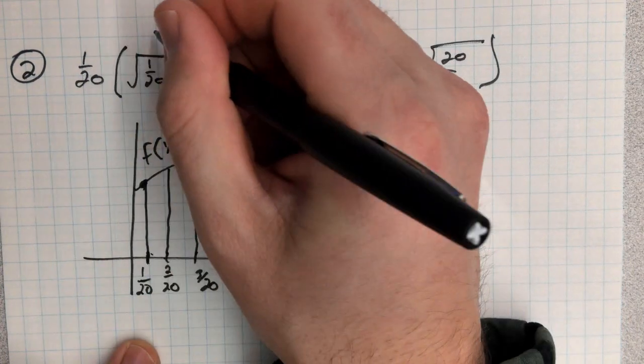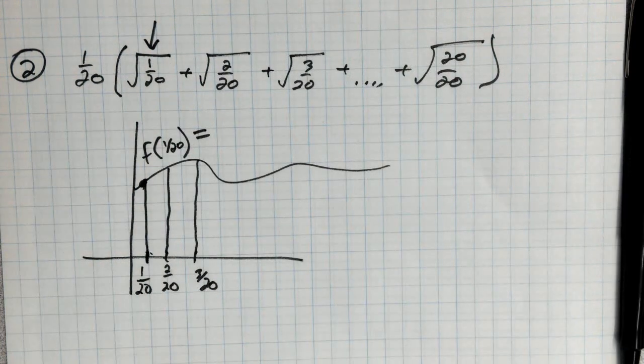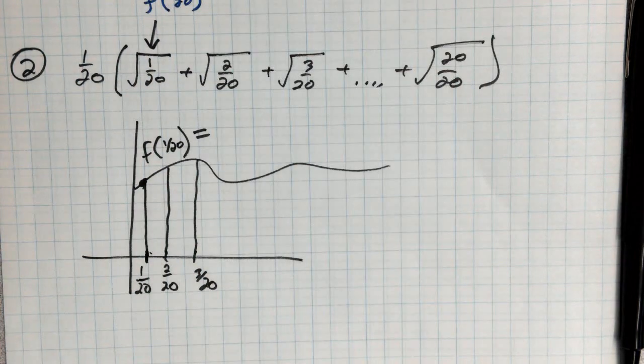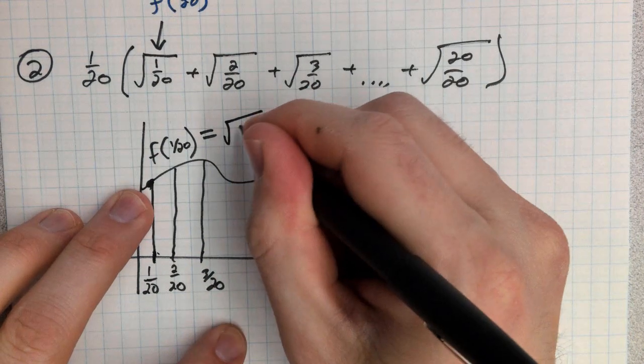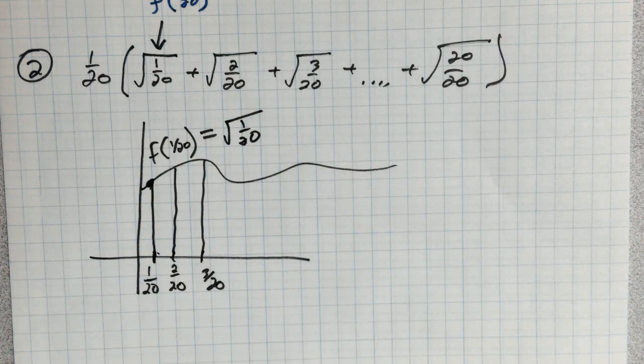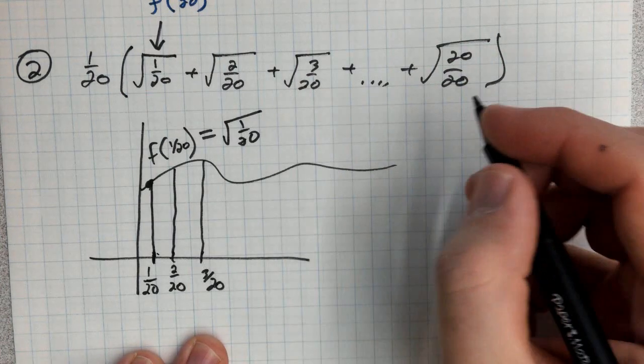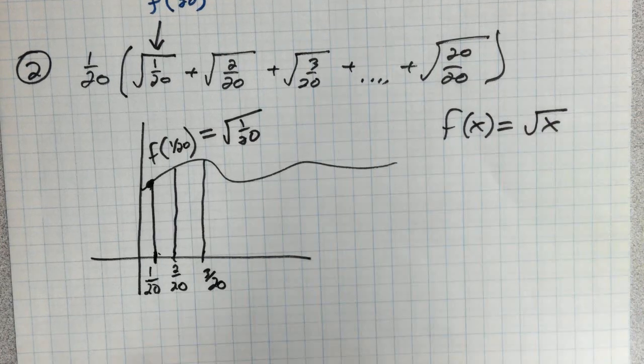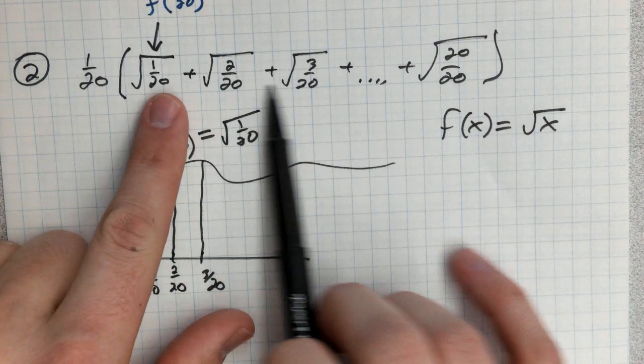They tell us. I mean, this has to be f of 1 over 20, right? So that has to be f of 1/20th right there. So they tell us that it's the square root of 1 over 20. And from this, we can reason our way back to what the function must be. That's a question for you. Yeah, it's got to be square root of x, right? So then we can figure out that f of x has to be equal to the square root of x.